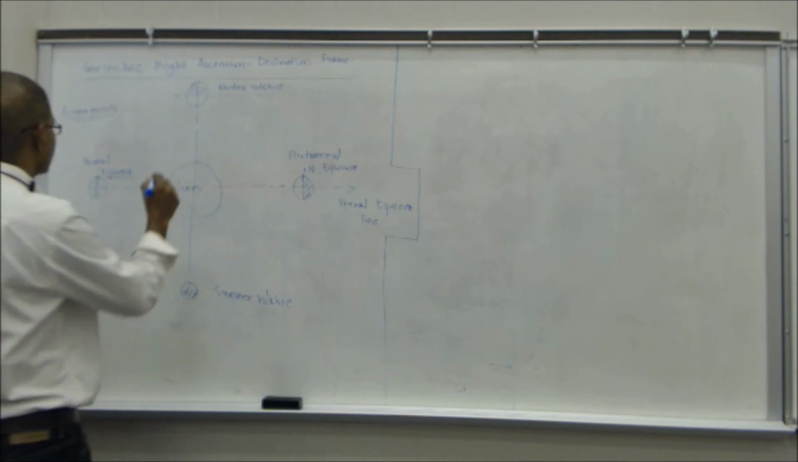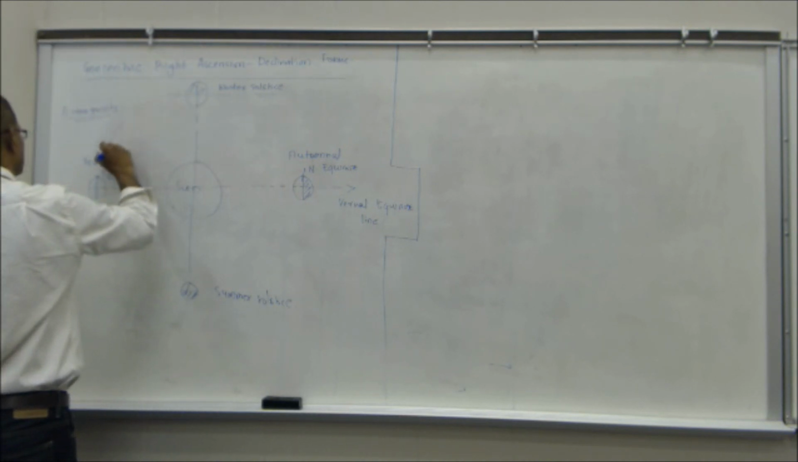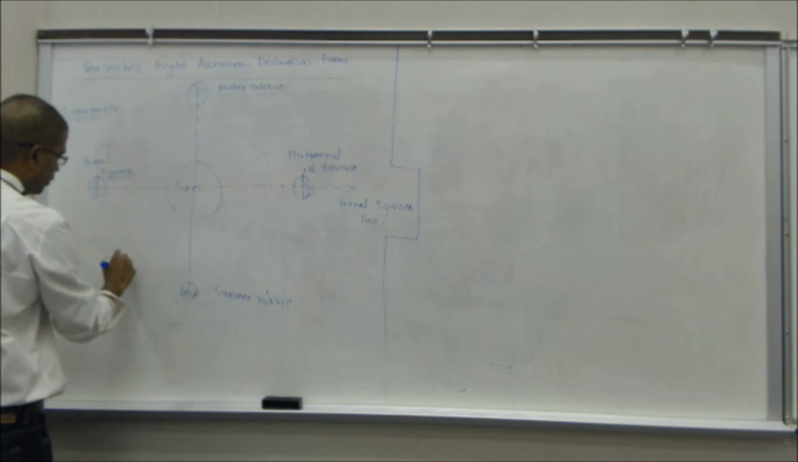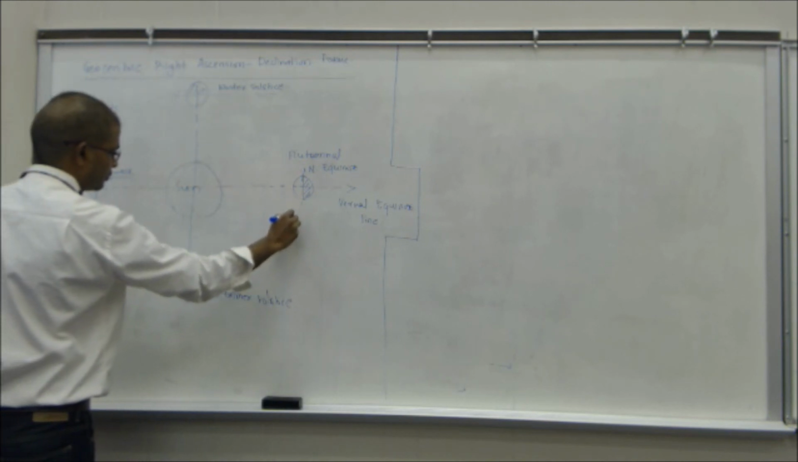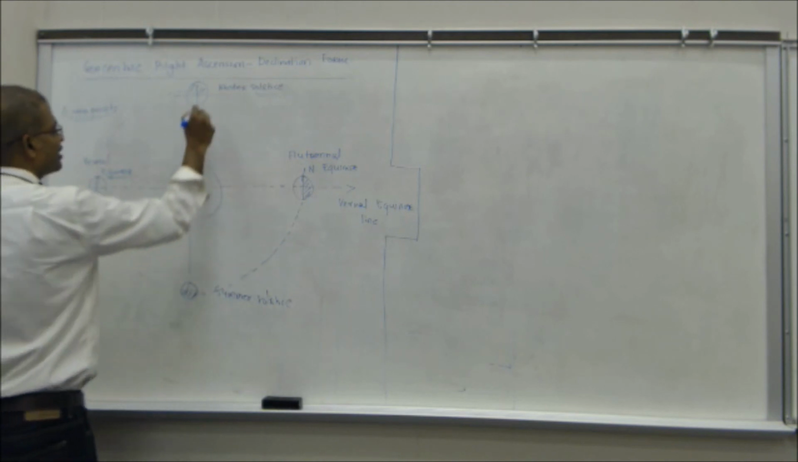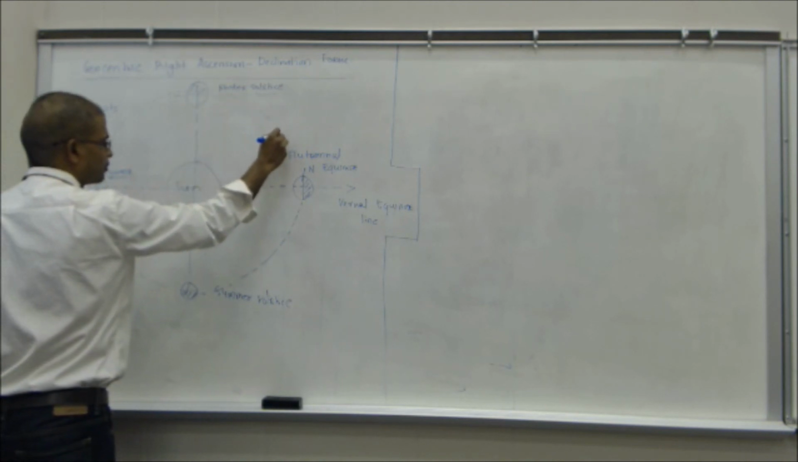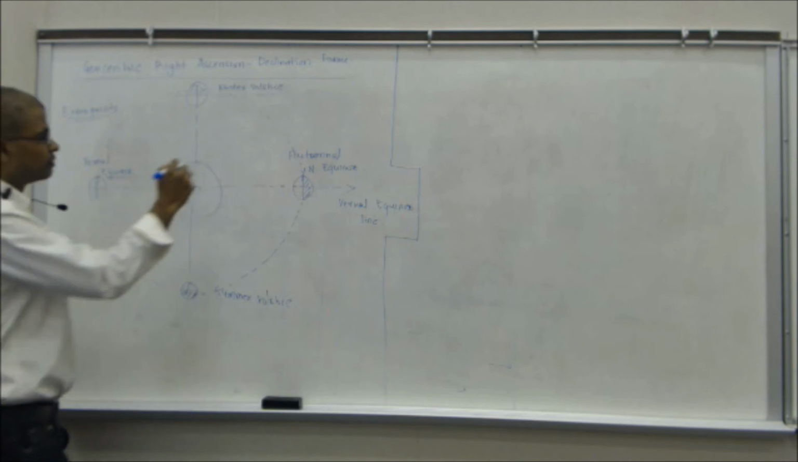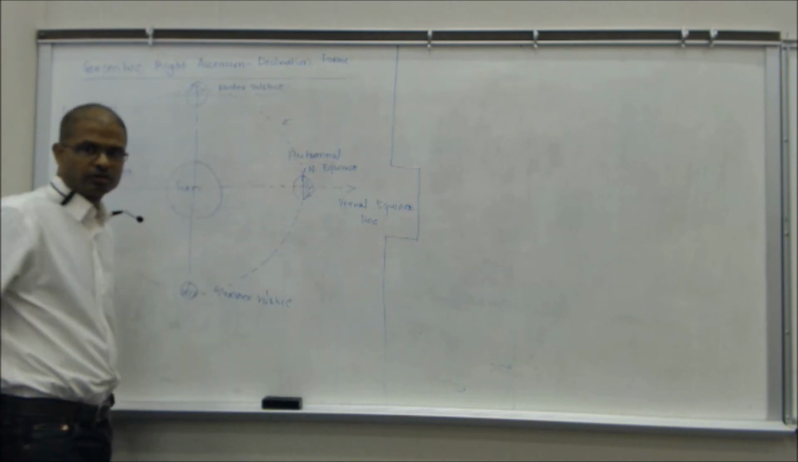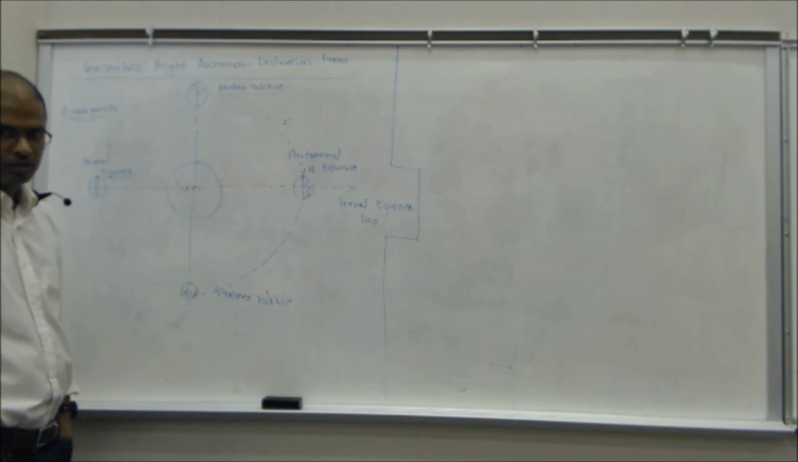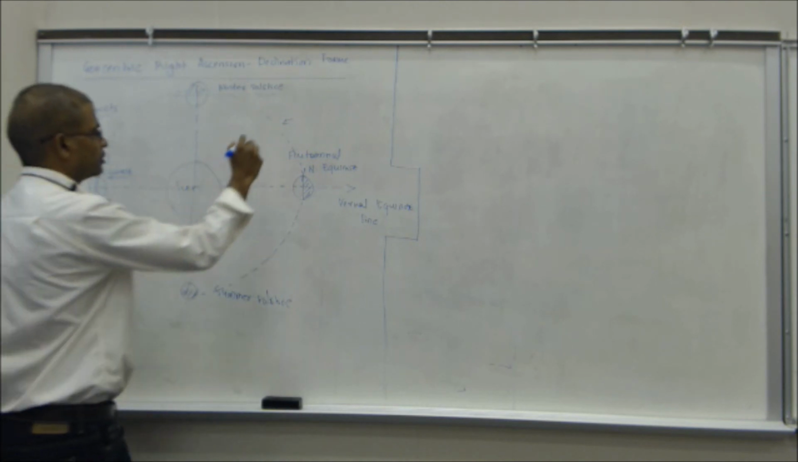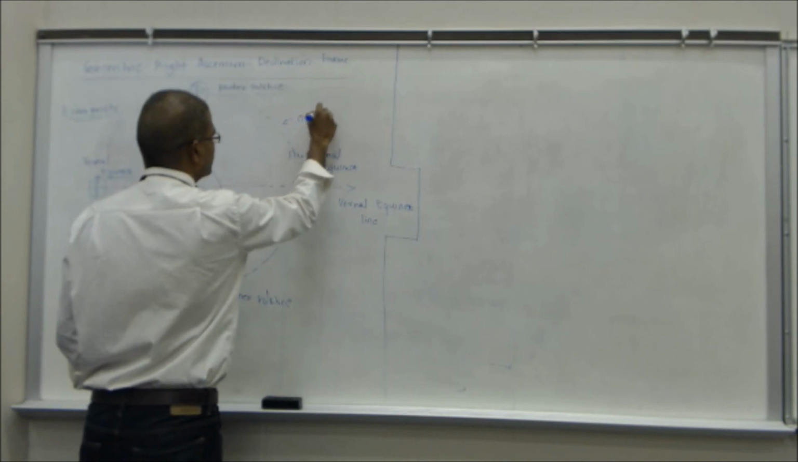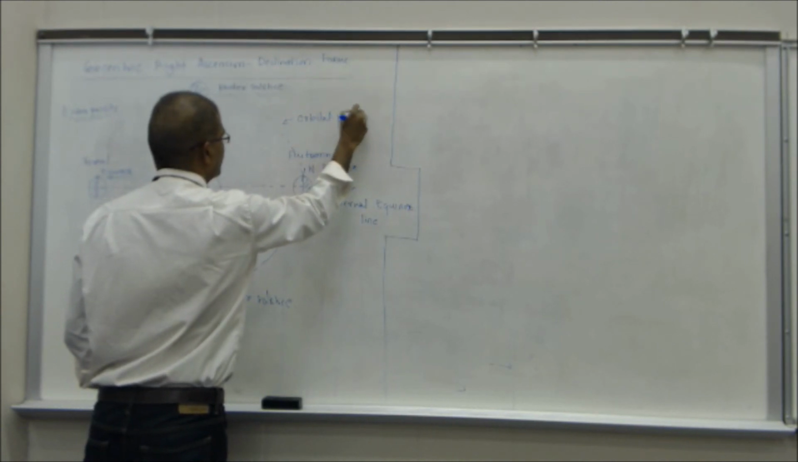So what plane is this? The board, what plane are we looking at? If you're looking at the board, what plane is this? This is the orbital plane, or ecliptic plane.